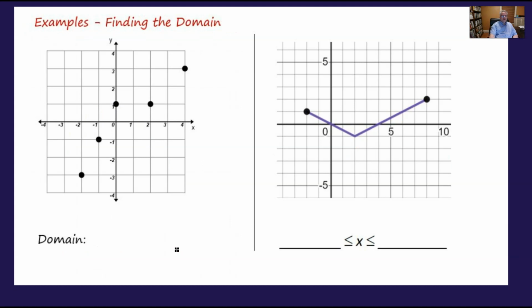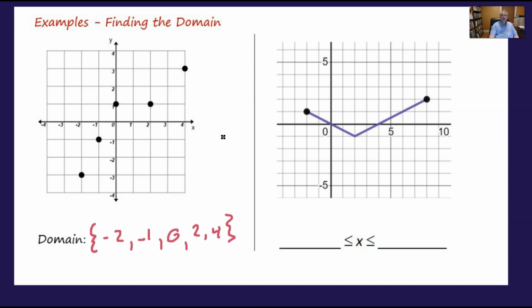All right. This is a discrete graph. When the graph is discrete, we're going to use set notation to list individual values of x. I'm just going to list the x coordinates of each point. The domain would be negative 2, negative 1, 0, 2, and 4. So individual points means individual values for the domain.